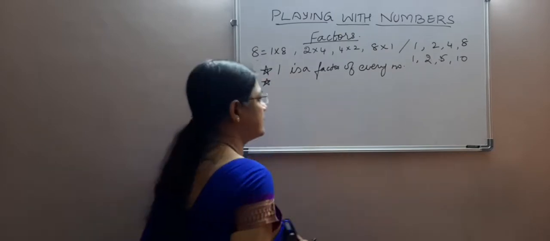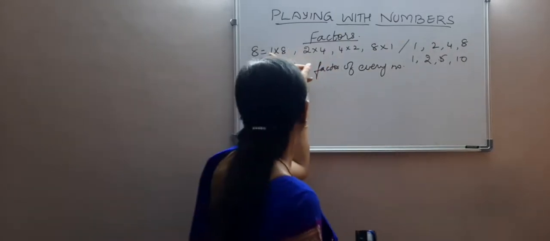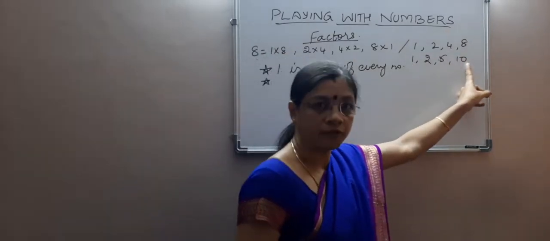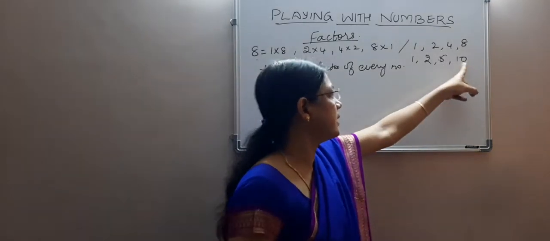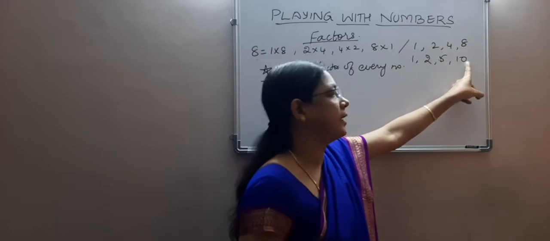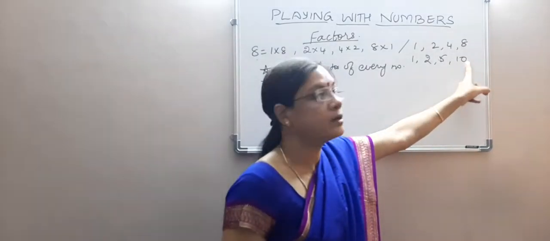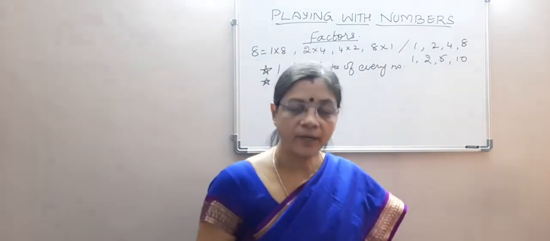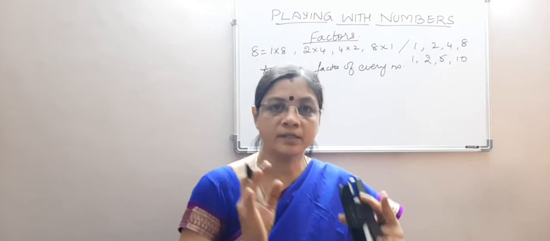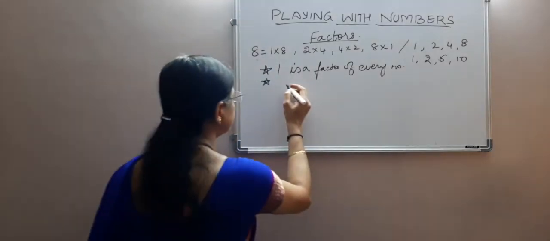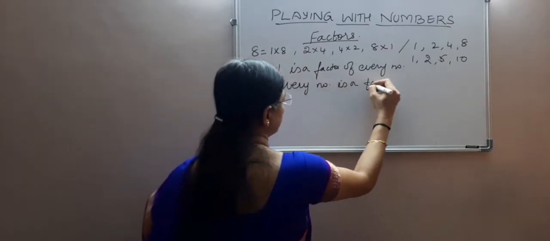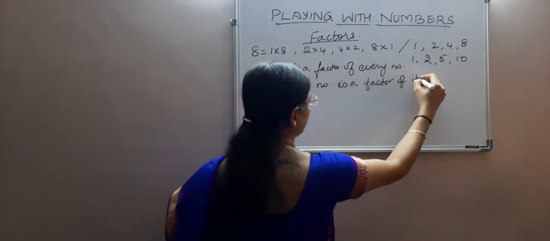The second thing is, if I observe, 8 is a factor for 8, and 10 is a factor for 10. When I write the factors for 8, 8 is there, and when I write the factors for 10, 10 is also there in the list. So what do I understand by this? Every number is a factor of itself, isn't it? So every number is a factor of itself.